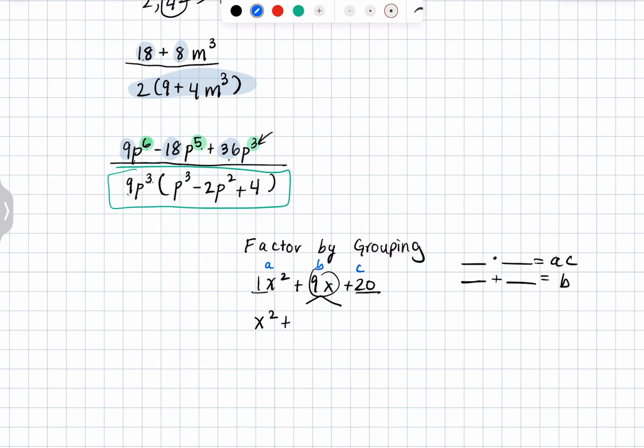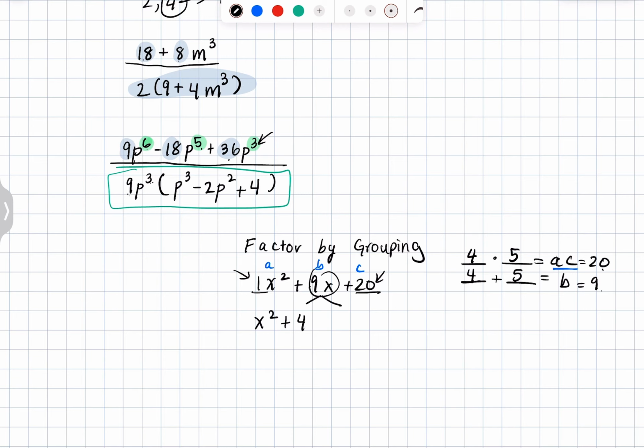So the two numbers have to be factors of A times C, and our A times C value is 20 times 1, which is 20, right? And our b value is 9. So what you're going to do is find two numbers that multiply to get 20 and add up to get 9. And those numbers are 4 and 5. So 4 times 5 is 20 and 4 plus 5 is 9.